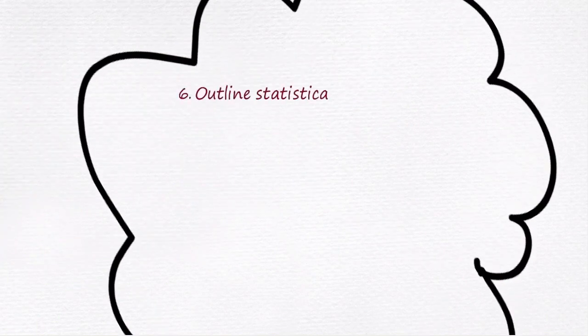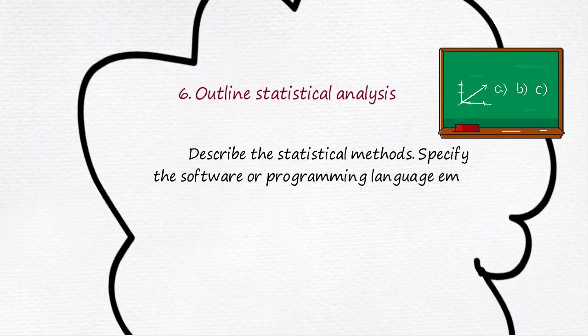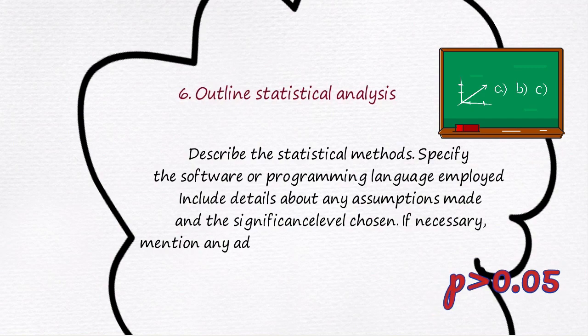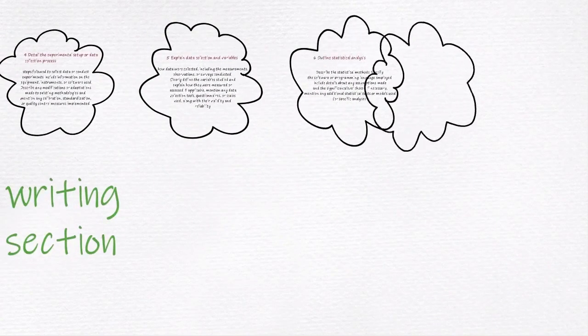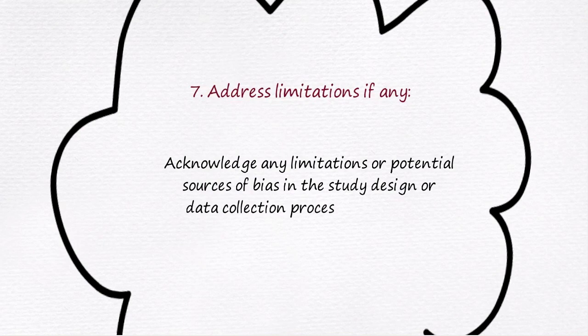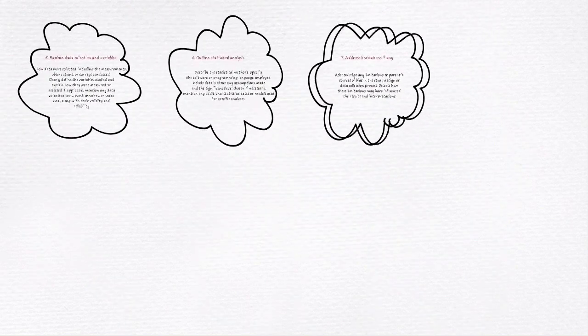6. Outline statistical analysis. Describe the statistical methods used to analyze the data. Specify the software or programming language employed for statistical analysis. Include details about any assumptions made and the significance level chosen. 7. Address limitations. If any, acknowledge any limitations or potential sources of bias in the study design or data collection process. Discuss how these limitations may have influenced the results and interpretations.